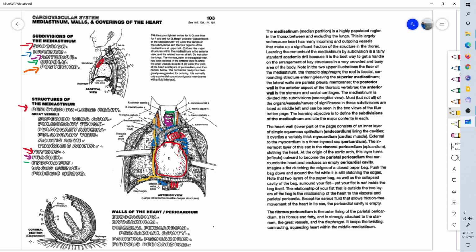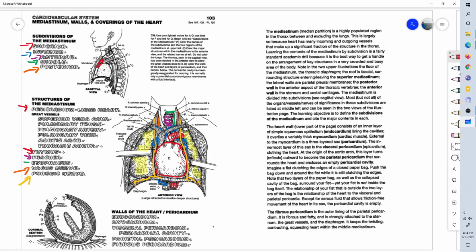So you can breathe, the muscle for breathing, and the phrenic nerve from C3, C4, and C5 allows the diaphragm to contract. See, the lungs are pulled away here. Being pulled away, the lungs are not considered part of the mediastinum. There's the vagus nerve and the phrenic nerve.